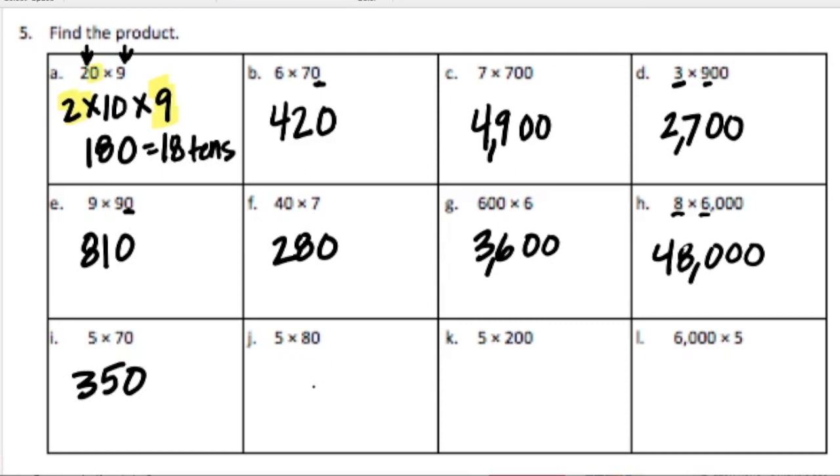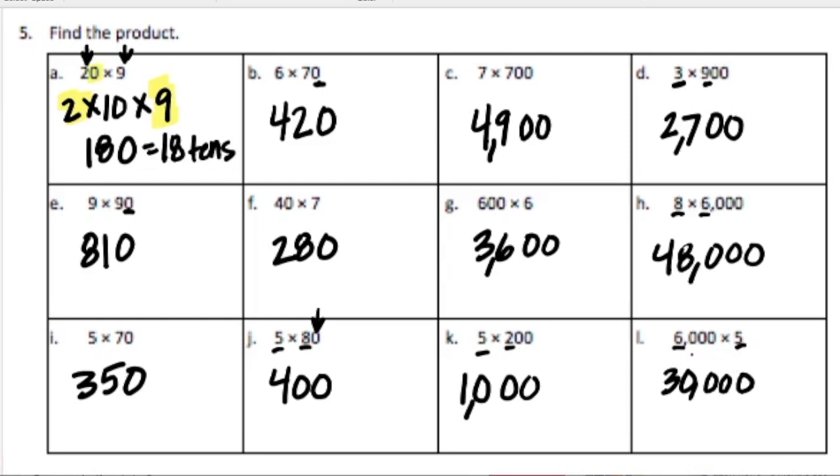For J, 5 times 80. Well, 5 times 8 is 40 tens, right? Because that's 1 0. So that would be 400. For K, 5 times 2 is 10. So 5 times 200 would be 10 hundreds, or 1,000. And then for L, 6 times 5 is 30. So this would be 30,000, because that's 6,000.